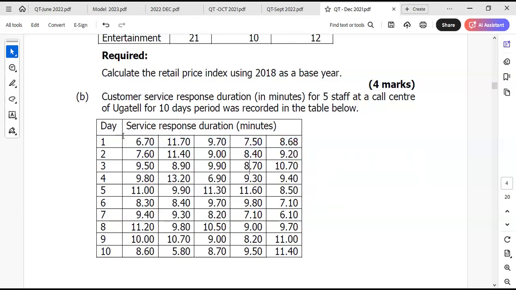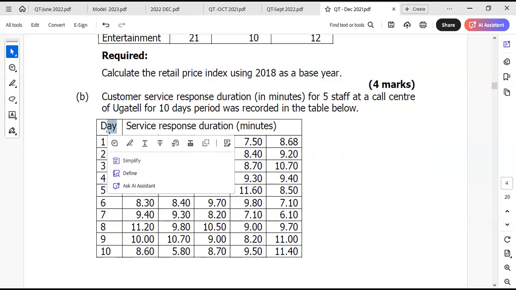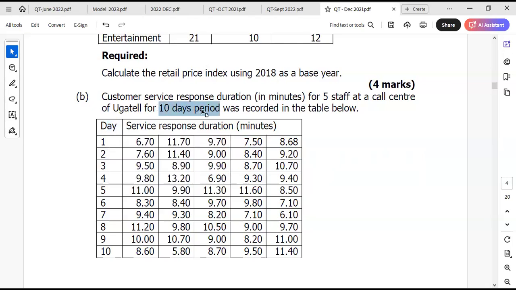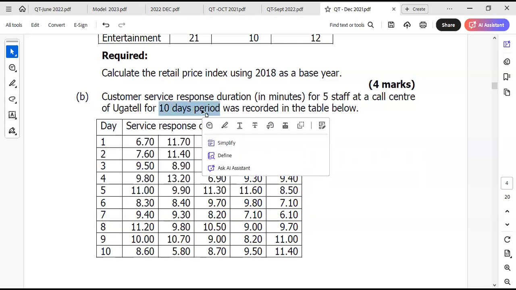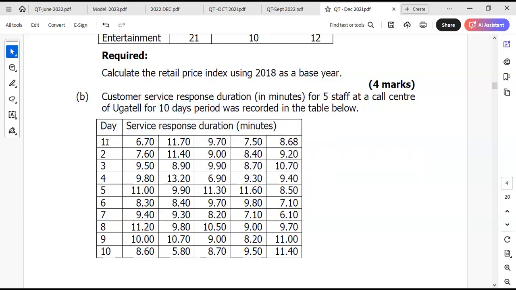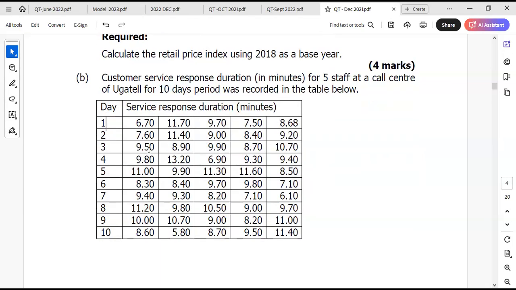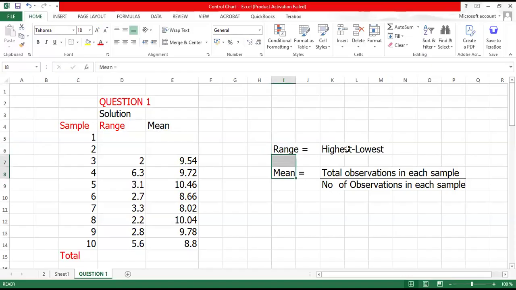So from this information, can you get the range for each sample? Out of all the many days we have, you have sampled only 10 days. Your focus is on only those 10 days. So you need the range for each day. To get the range, we get the highest value minus the lowest value. That's how you get range.